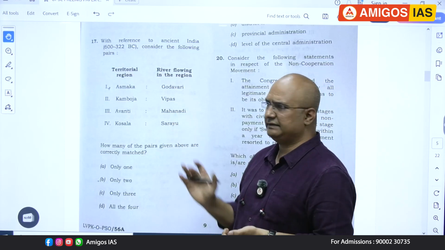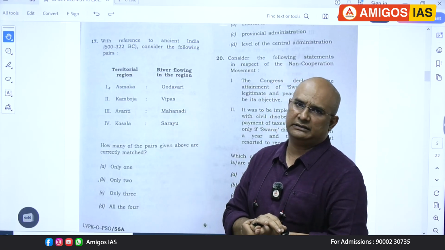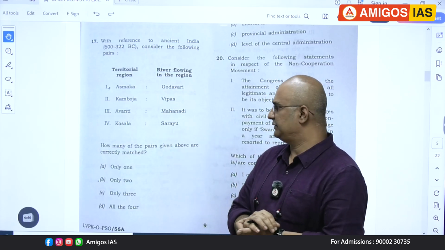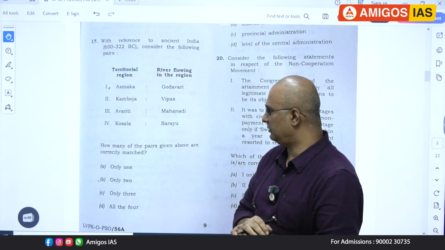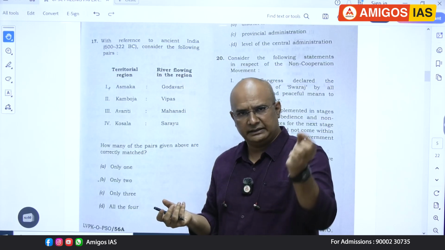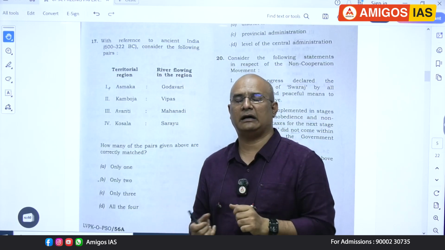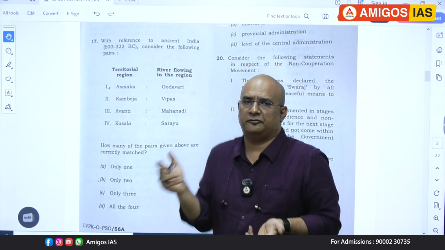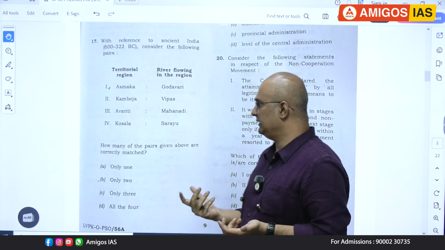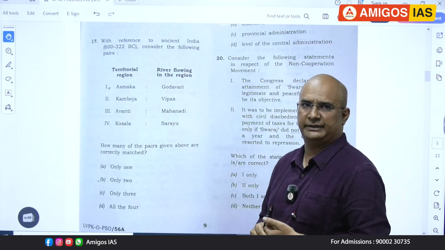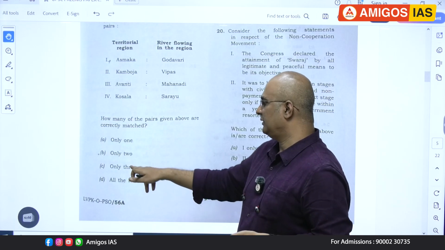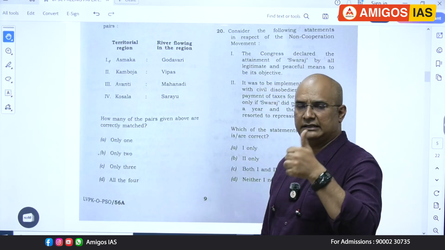But then, from commonsensical knowledge from our geography, we know that Mahanadi is a river that flows in Odisha. So that cannot be a correct match. So C is wrong. 3 is wrong. And Koshala was a Mahajanapada in the UP area, that is near Ayodhya. And Sarayu is one river that is a tributary of Ganga, and that actually goes by that area only. So clearly that's making 1, 2 and 4 correct, which means only 3 is wrong, which means the answer will be only 3 statements are correctly matched.